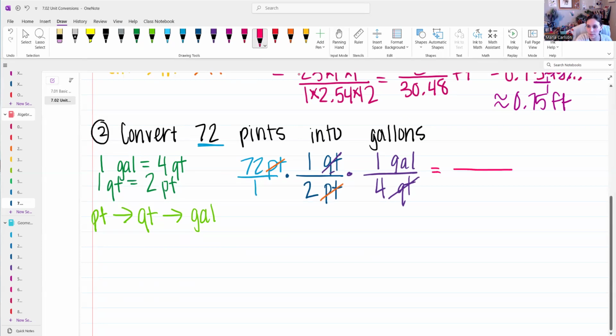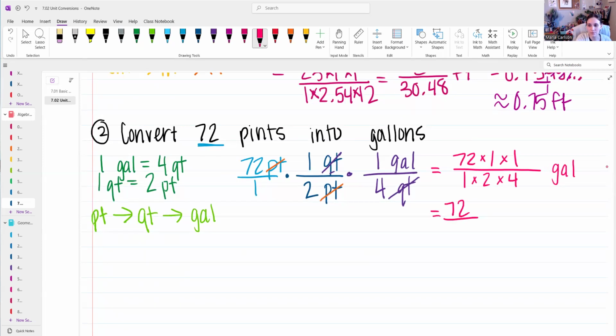So I'm going to multiply the numbers in the numerator, 72 times 1 times 1. And I'm going to use the multiplication symbol again. And in the denominator, 1 times 2 times 4. And this is all in terms of gallons now. So if I finish this multiplication, 72 times 1 times 1 is just 72. And 1 times 2 times 4, well, 1 times 2 is 2, times 4 is 8. And if I actually divide 72 by 8, we get 9. We don't even need to round. This is simply 9 gallons.